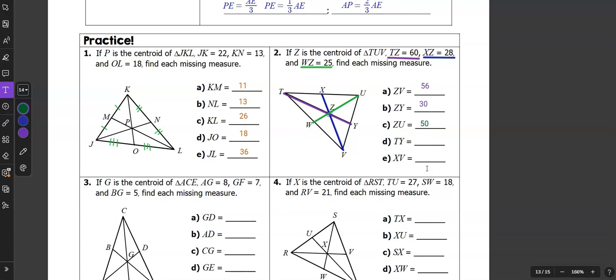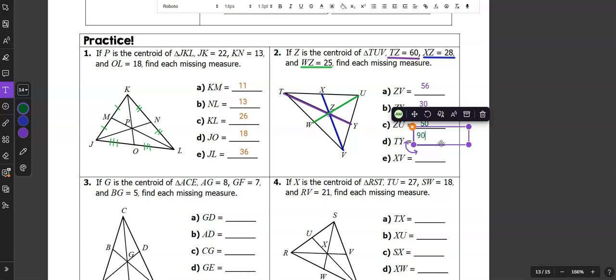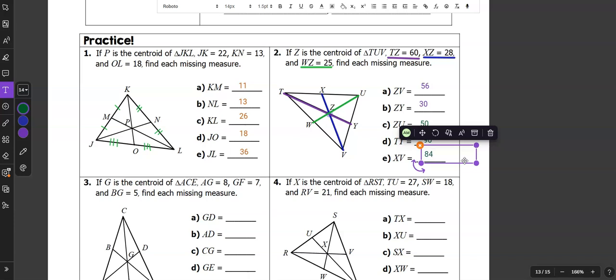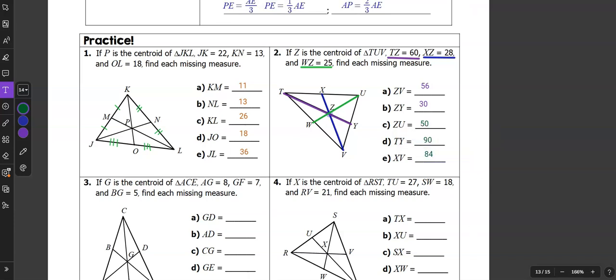Okay, then they want me to go ahead and find TY. TY is ZY, which is 30, and TZ, which is 60, added together. So that must be 90. And then XV is XZ plus ZV. So we have 28 plus 56, and that will give us 84. Pause here for a moment and make sure you have this copied down.